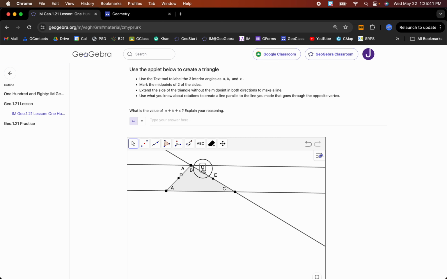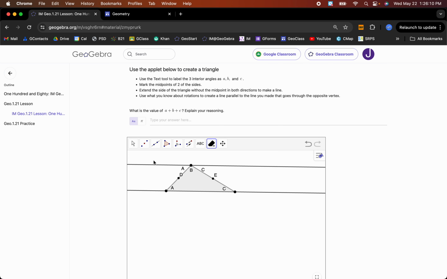Okay. Cool. So, okay, it's being annoying. There we go. Okay. So I'm going to get rid of this line here. There we go. All right, so look, can't we just look at this and go, wow, A, B, and C added together are the same as this straight line right here.